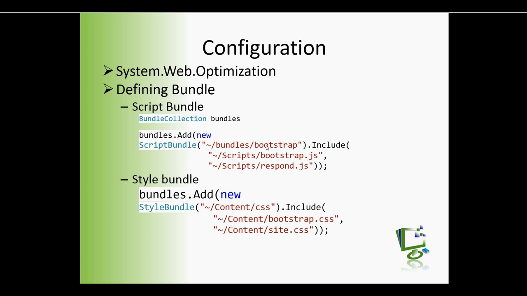Similarly, I have created a simple style bundle and I have passed the virtual path as content/css. In this bundle I have included two files, bootstrap.css and site.css. After bundling and minification, I will receive a single file by combining bootstrap.css and site.css, and I can reach that file using the virtual path content/css. So let's see how we can configure our bundle in a demo application.